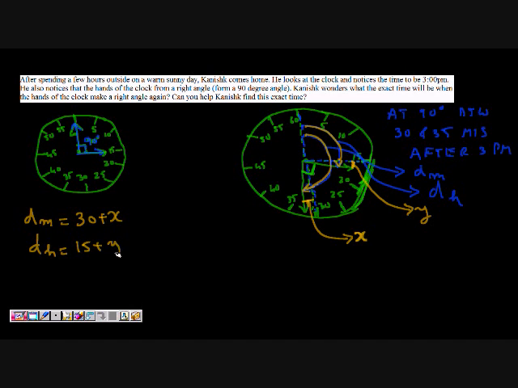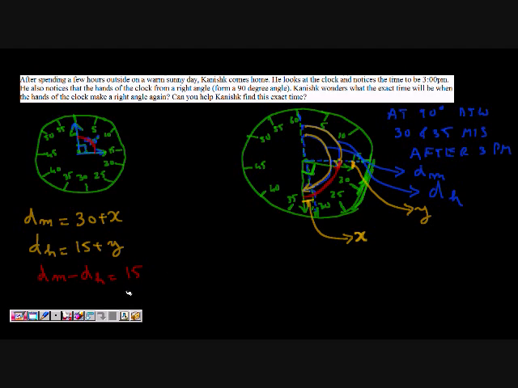In addition, we also know that in order for the two hands to be perpendicular to each other or make a 90 degrees angle, like this, the distance between the two hands, like here, should be 15 markers. The two hands need to be apart by 15 markers in order for them to be perpendicular. So we can say dm minus dh is equal to 15. The two hands are 15 markers apart.